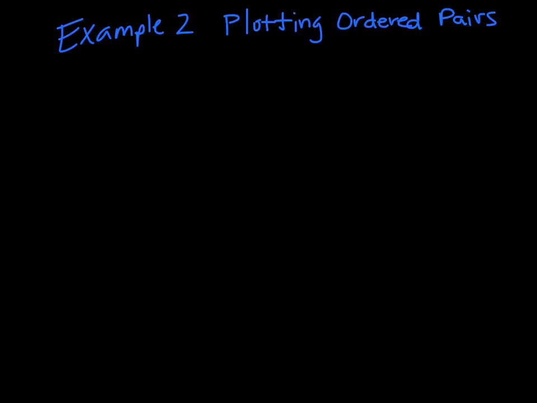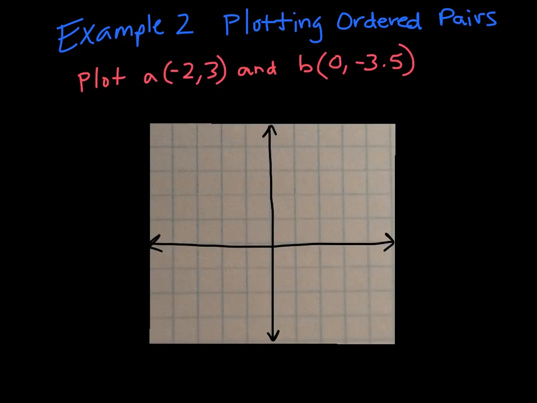Example 2 is actually plotting ordered pairs, so I'm going to give you a couple of them to plot, and then you'll put them on your coordinate plane. As we did in the previous chapters when we were plotting on the coordinate plane and only worked with quadrant 1, this time we're going to do our labeling as normal. So this would be our y, this would be our x. And then we have to realize, okay, we're plotting A, -2, 3, and B, 0, -3.5. So we have to plot it and put the intervals in accordingly.